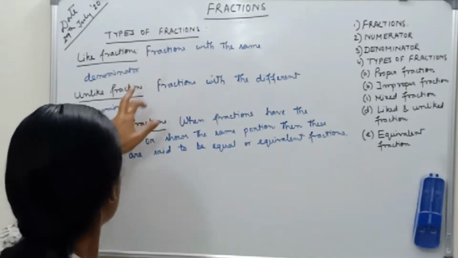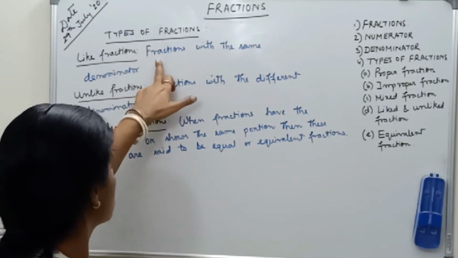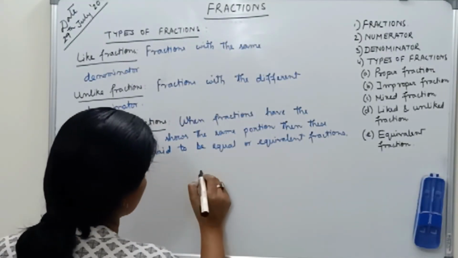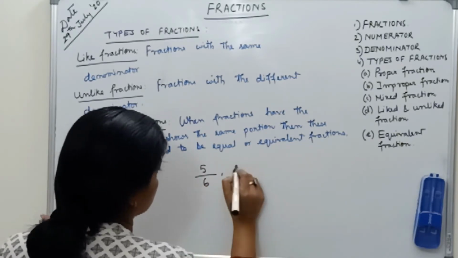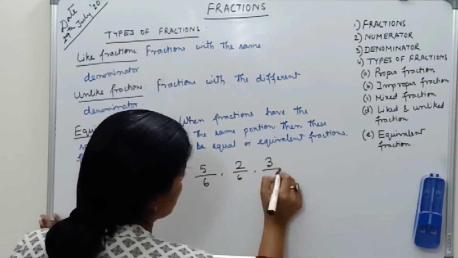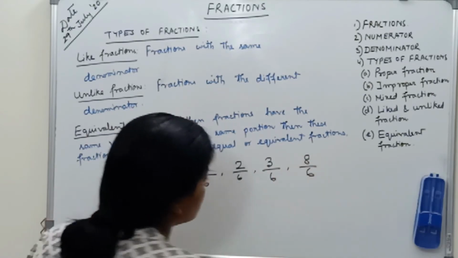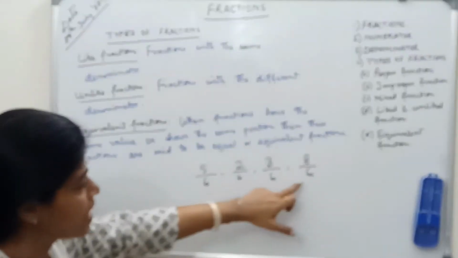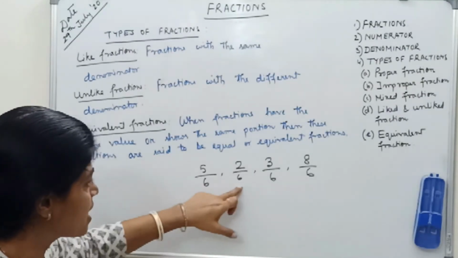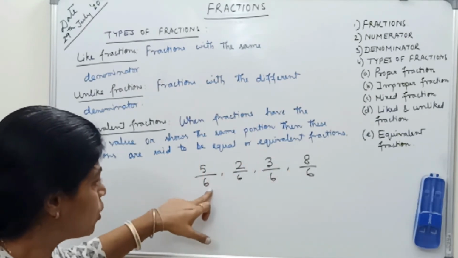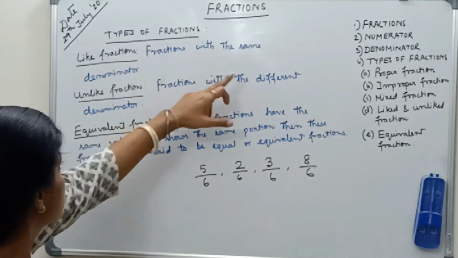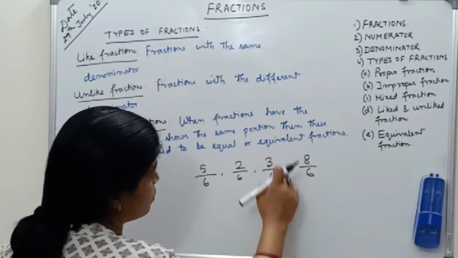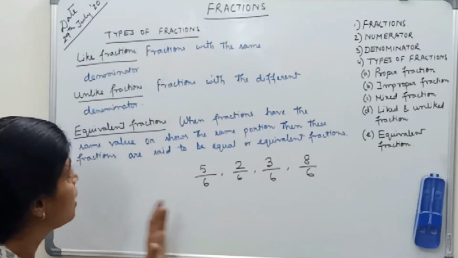Now coming to like fractions, unlike fractions and equivalent fractions. What are like fractions? Fractions with the same denominator. Suppose 5 by 6, 2 by 6, 3 by 6, 8 by 6. All these fractions have the same denominator, 6, 6, 6 and 6. So fractions with the same denominator are called like fractions.